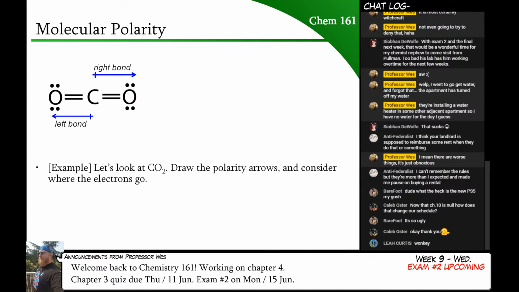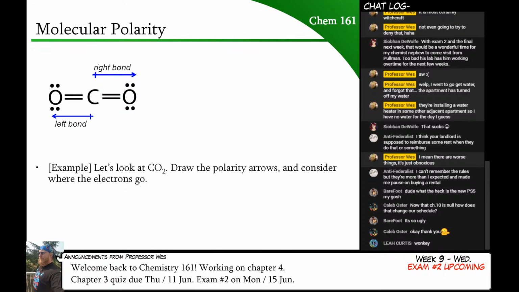For instance, let's look at carbon dioxide. CO2 has 2 bonds in it. One is pointed towards the left here, the C double bond O to the left. The other is pointed to the right, C double bond O to the right. O is more electronegative than carbon. Carbon is 2.1. Sorry, carbon is 2.4. Oxygen is 3.5, so that's quite a big difference. These are definitely polar bonds.